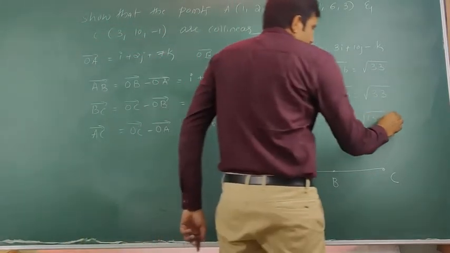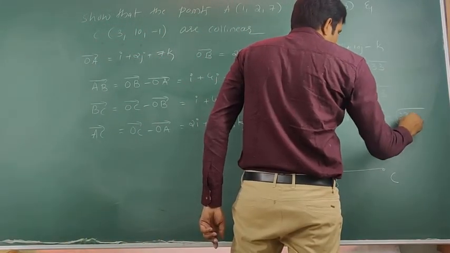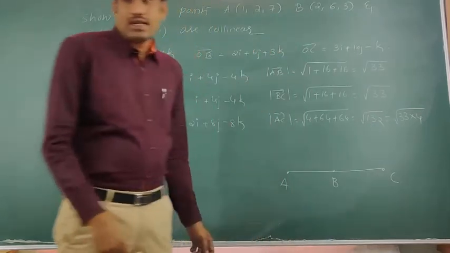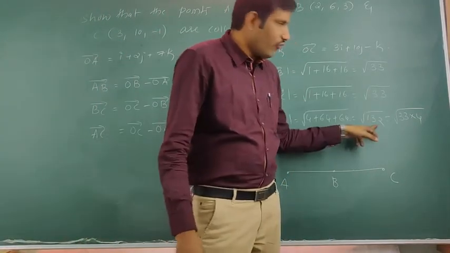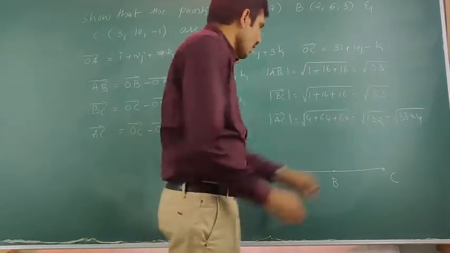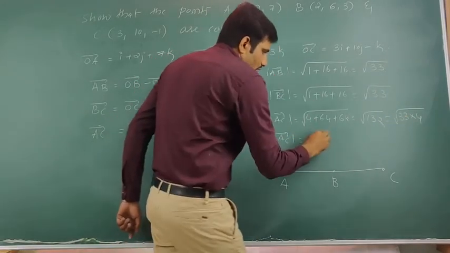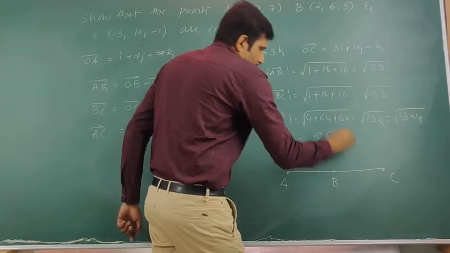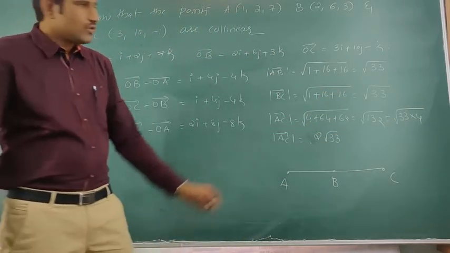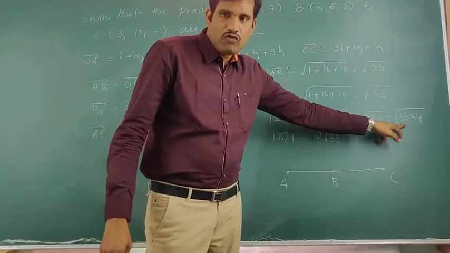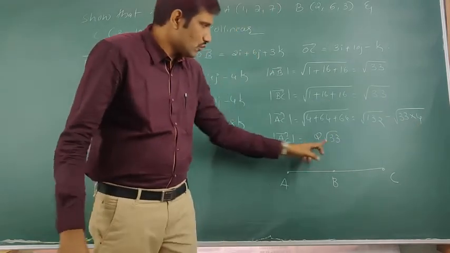So this root 132 we can write as 33 into 4, right? What is 33 into 4? 33 into 4 is 132. So now the magnitude of AC is equal to, what is root of 4? That is 2 root 33. Is it clear? So 132 is 33 into 4, and root of 4 is 2, so 2 root 33.